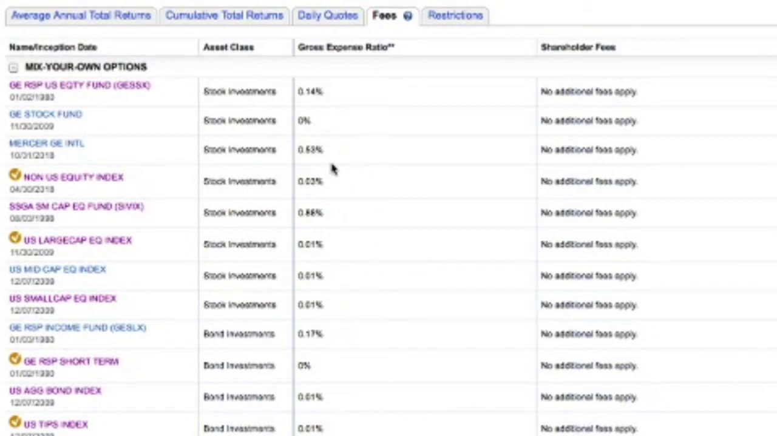But you don't strictly go on expense ratio. You still got to look at the fund and decide if you want to invest in it. So let's look at this one. This says 0 expense ratio. So no charge. You're going to click on GE. And we're going to see what's up with GE.